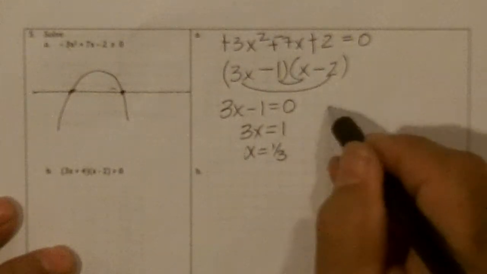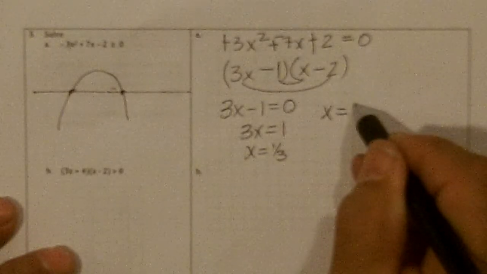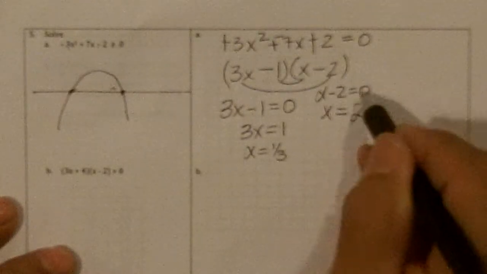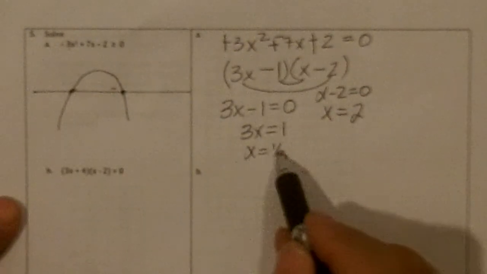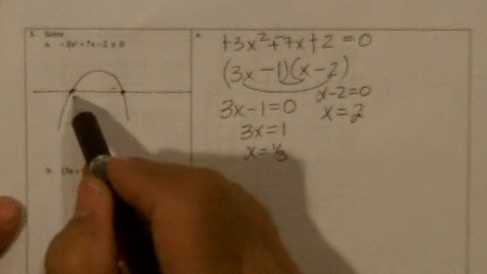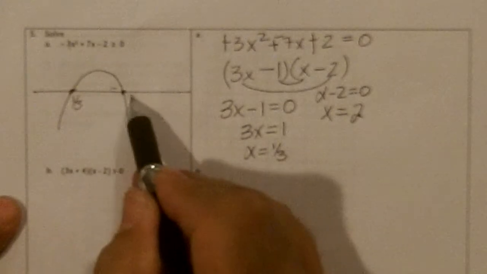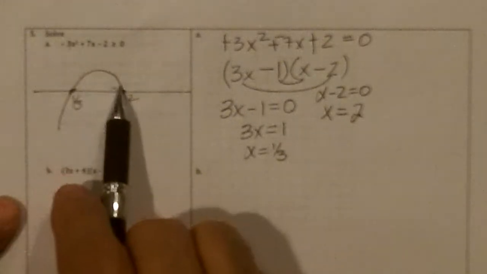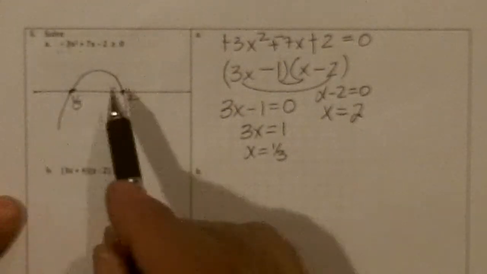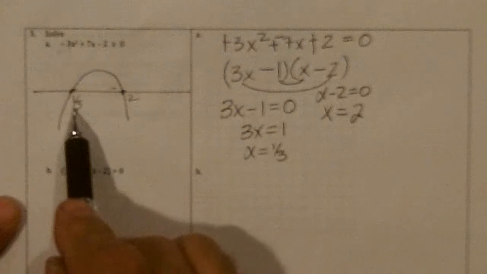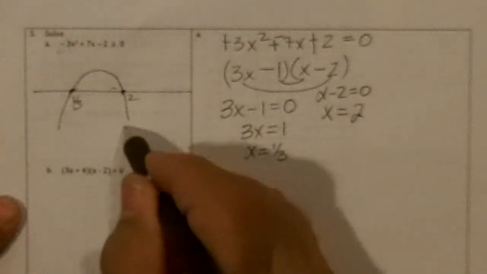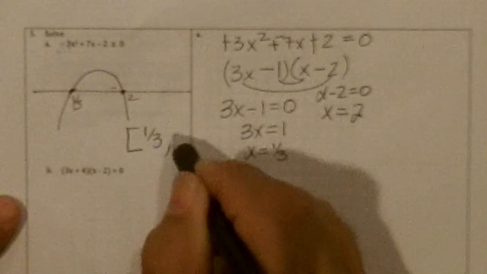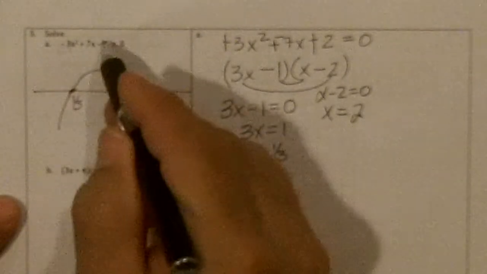And if I set this one equal to 0, I get x equals 2, because I'd have x minus 2 equals 0, add 2 to both sides. So 1/3 and 2, 1/3 must be over here, and 2 must be over there. And so the part that's greater than 0 on this upside down parabola is between 1/3 and 2. So my answer to this one would be from 1/3 up till 2 inclusive, because I can equal 0.